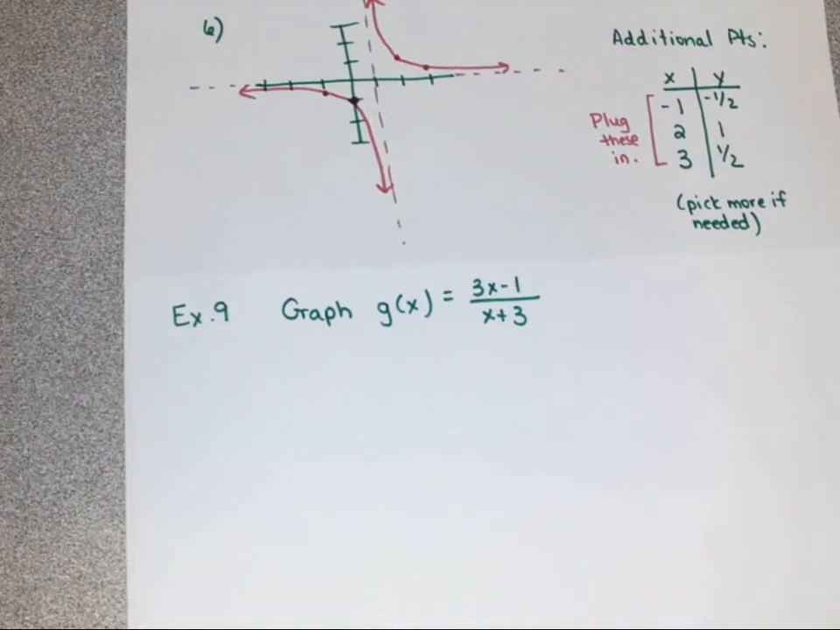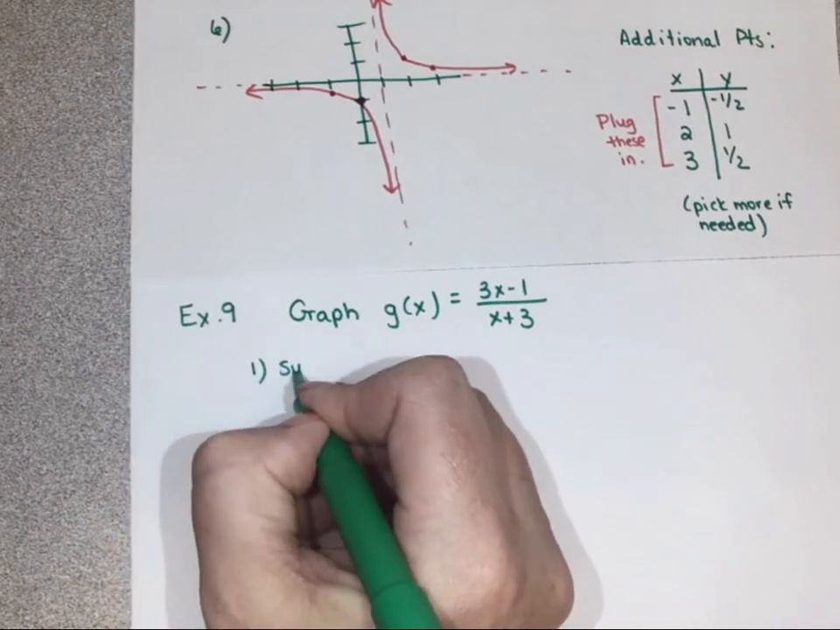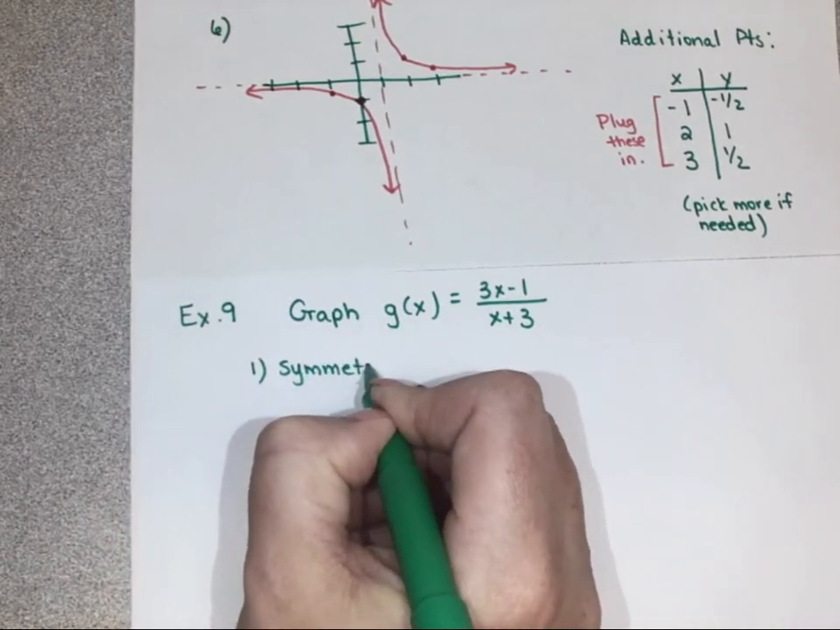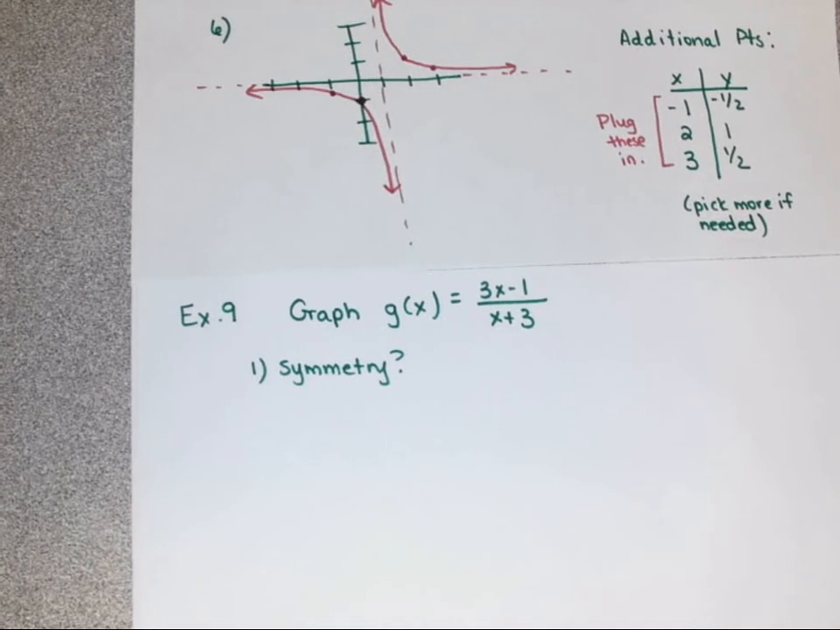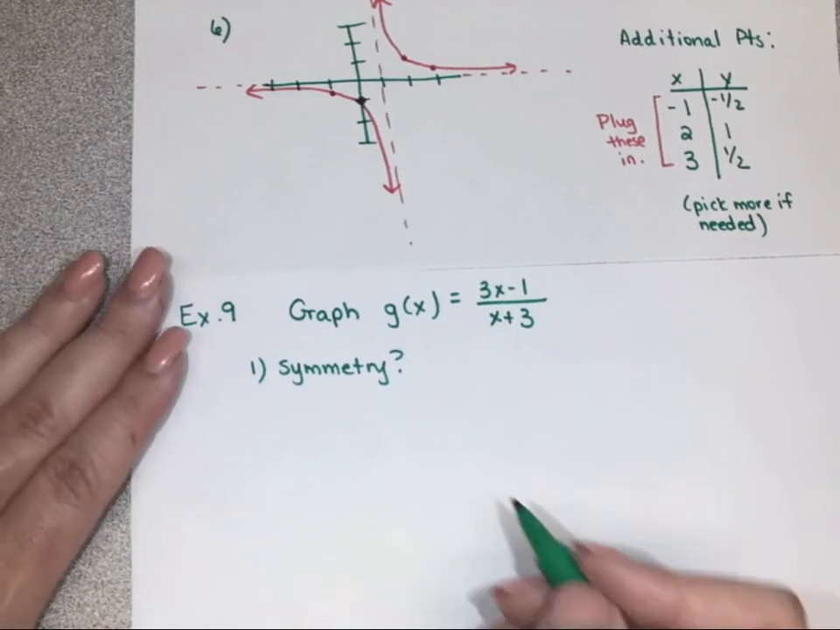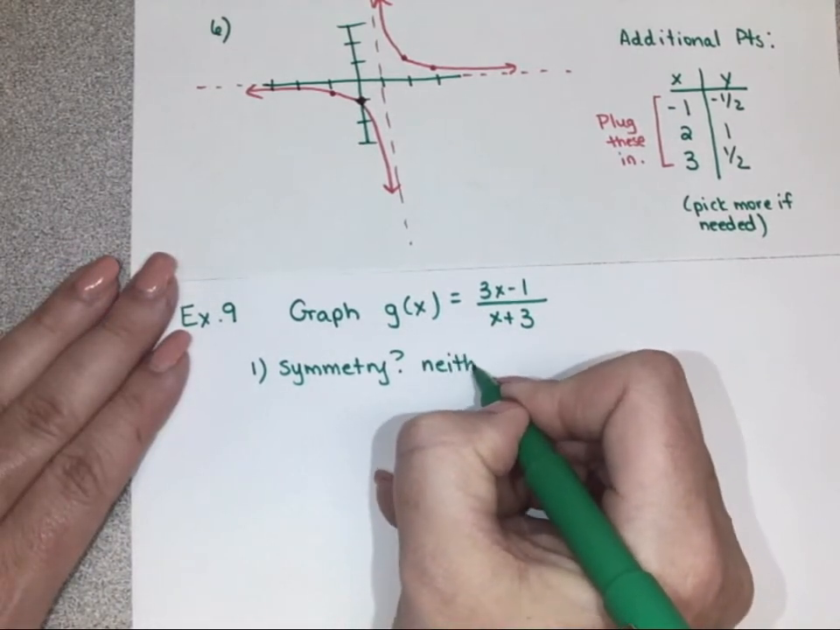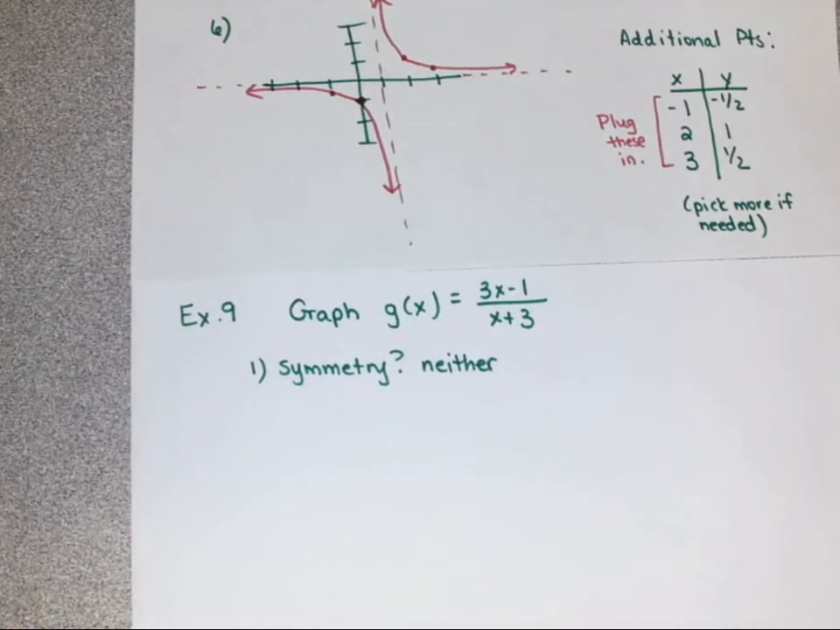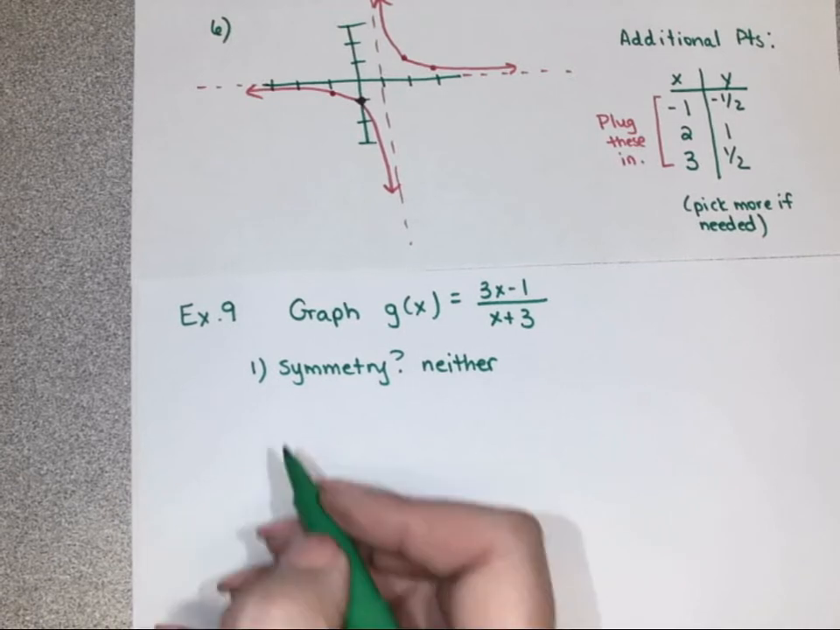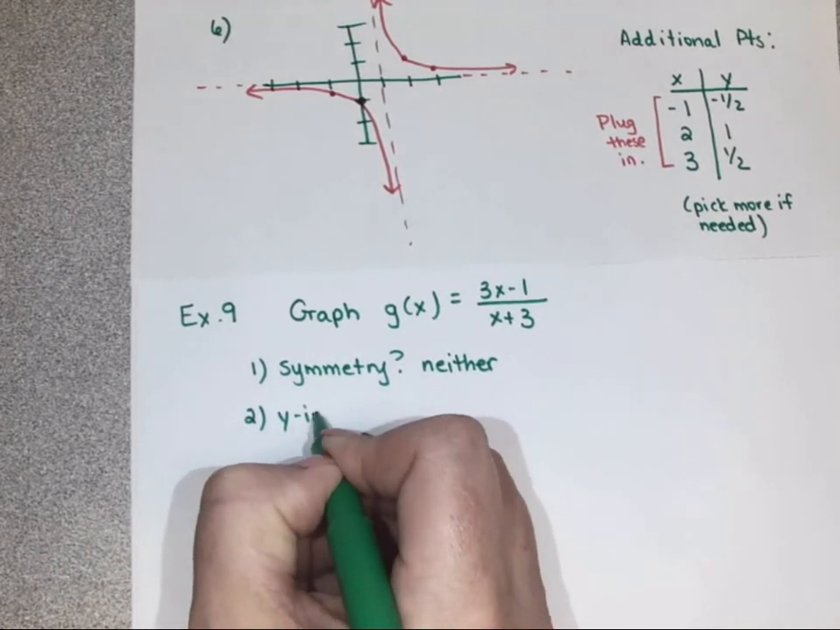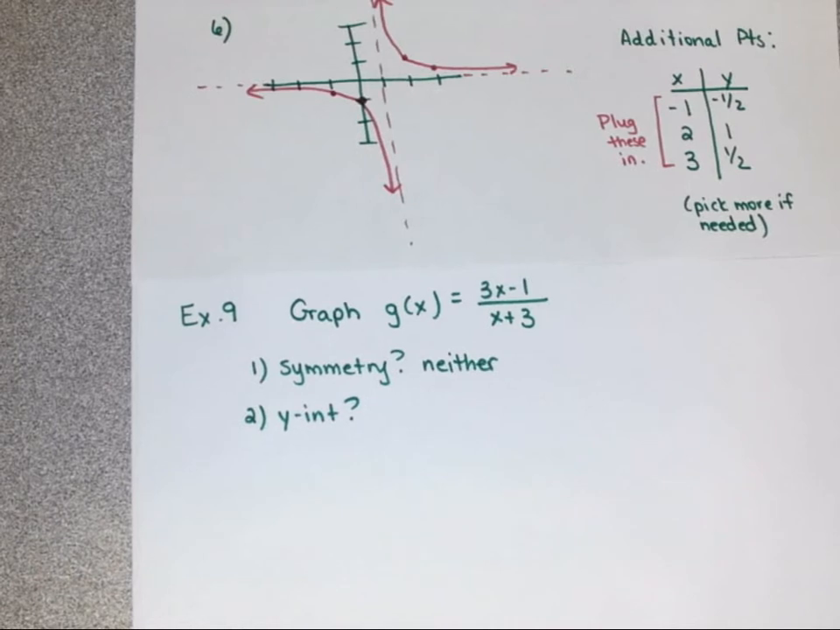So graph g of x equals 3x minus 1 over x plus 3. So I might even run through these a little bit quicker than last time. So step 1 is just to find out if there's symmetry. Remember, you do that by plugging in negative x everywhere there's an x. Okay, I'm going to skip ahead. This has neither. If you plug in negative x for both x's, you're not going to get either the same thing or the negative version of the original. So I don't really like to spend a whole lot of time on symmetry. It helps rarely, so I don't worry too much about that step.